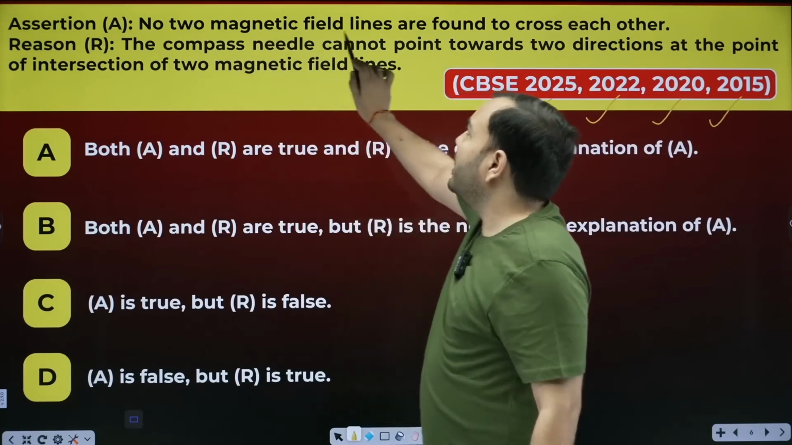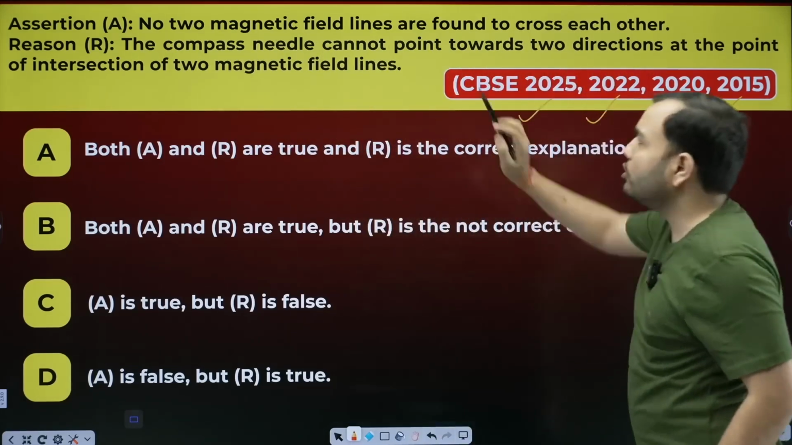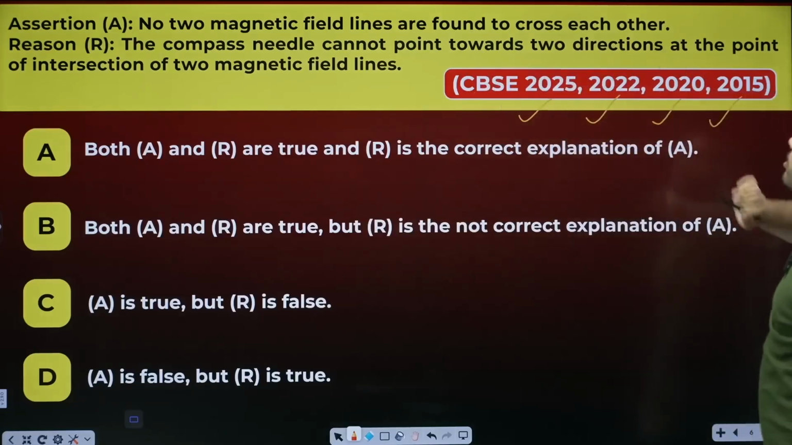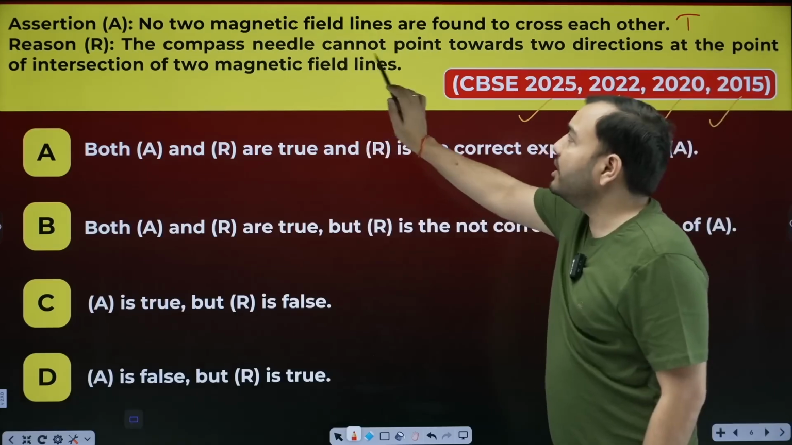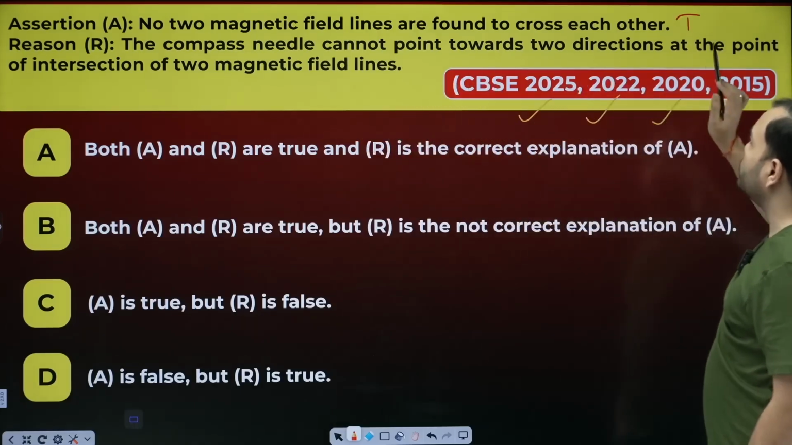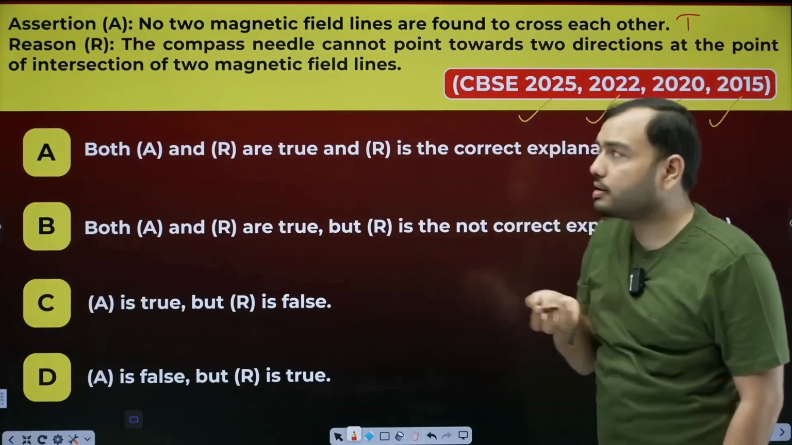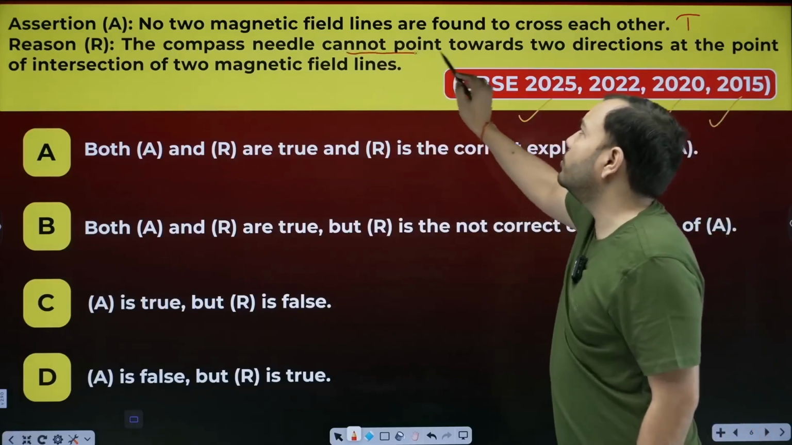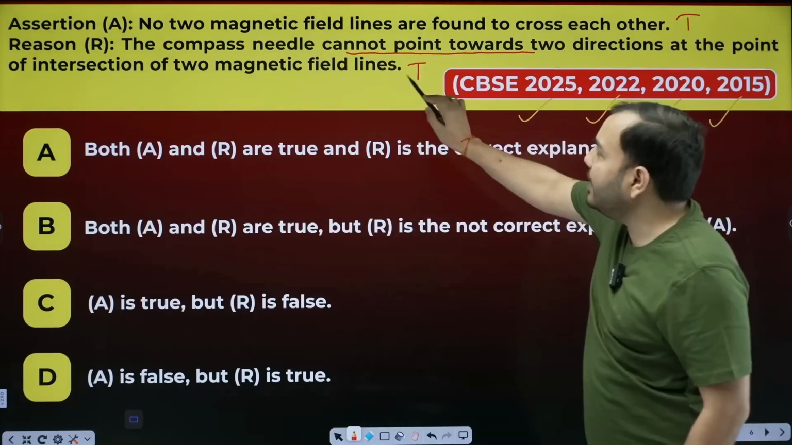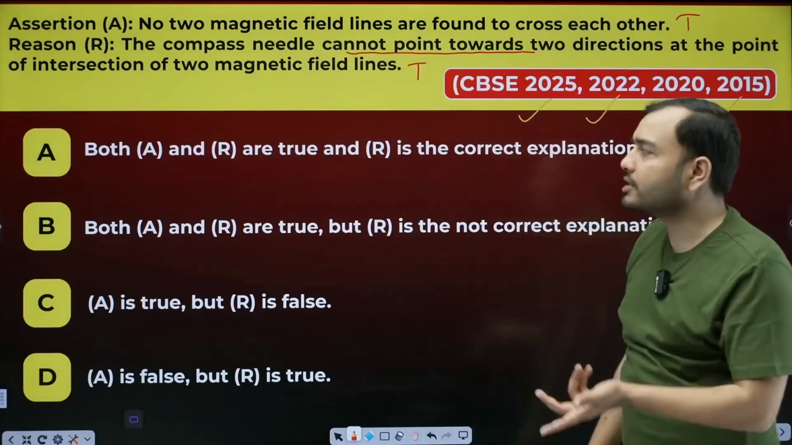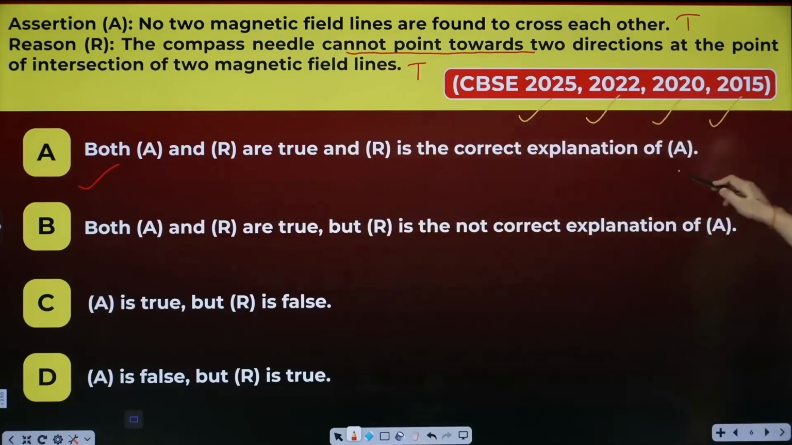Assertion: No two magnetic field lines are found to cross each other. Is this correct? No two magnetic field lines are found to cross each other. True, this is true. Reason: The compass needle cannot point towards two directions at the point of intersection of two magnetic field lines. The compass needle cannot point towards two directions. Correct, this is correct. It cannot point in two directions. Is this a correct explanation? Absolutely, this is the explanation. So both A and R are true and R is the correct explanation of A.